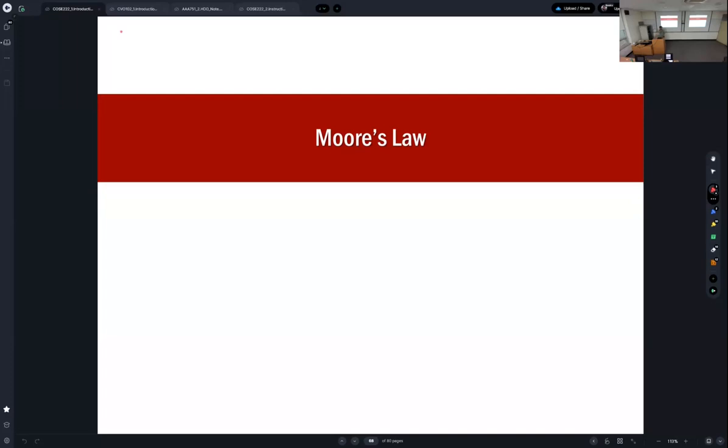Moore's law is, as I mentioned, a very important and very popular law in the semiconductor industry. It's called a law, but it's not a scientific theory or a scientific law, like F equals ma, which is a physical law. Moore's law is different. Moore's law is actually an empirical observation.